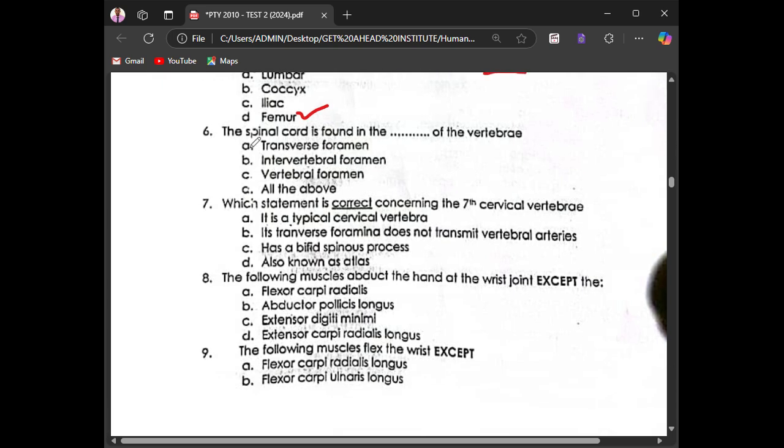Then we go to question number 6. Question 6 says the spinal cord is found in the dash of the vertebrae. A. Transverse foramen. B. Intervertebral foramen. C. Vertebral foramen. D. All of the above. What are we going with?